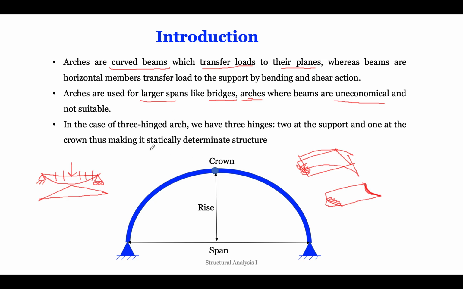Here in case of three hinged arches, we can see that there are two hinge supports over here and there is one hinge in between. The hinge part we call the crown. And the height from the support to the crown, whatever height is there, we call it the rise. And the total length is the total span. We measure it like this.